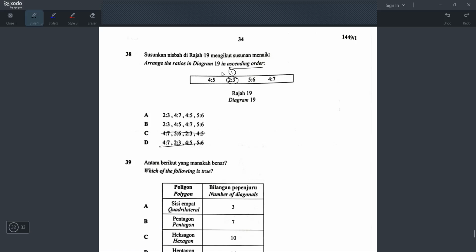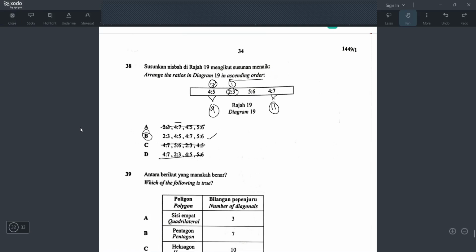And then the next one will be 4:5. Okay, 4:5 is smaller than 4:7 actually, because 4 and 5 when you add is 9 portions, but 4 and 7 is 11 portions. So it's very obvious the next one has to be 4:5. So A is out already, because they put 4:7 first then 4:5. So 4:5 has to be like this, then only 4:7, 5:6. So B is the answer, right?